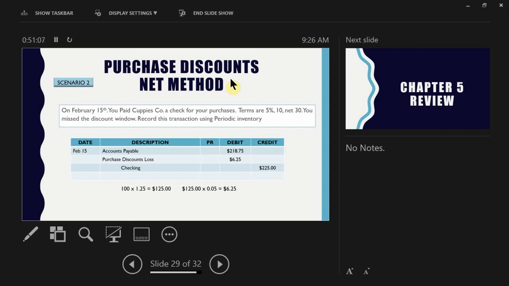The net method is generally used for those who are really good at paying their bills. Like, if I receive my bill and it's due on the 25th, I always pay it on the very first week. So if I do that, then yes, I will get the discount no matter what it is. So that's what the net method is. And oftentimes you want to be careful with net methods just because if you do forget to pay on time, then you're subject to create a purchase discount loss.